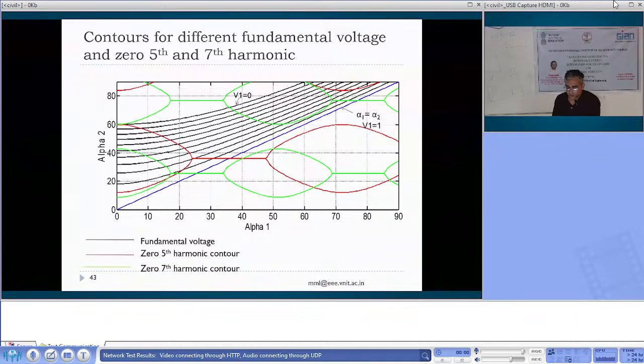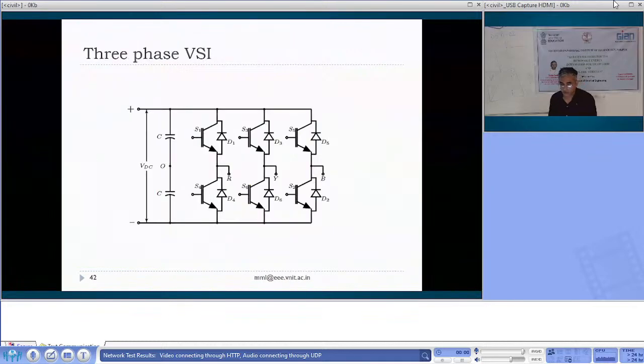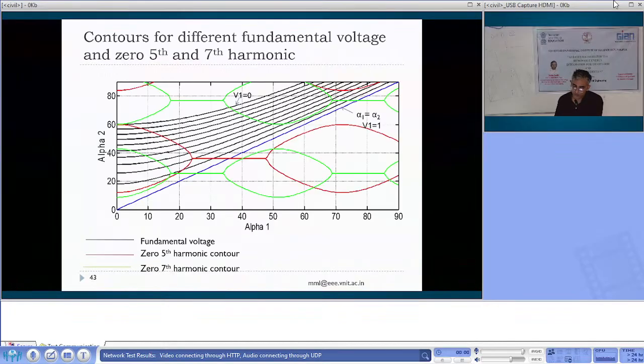If it is a 3-phase voltage source inverter, we have another advantage: you don't have the third and multiples of third harmonics, so they get cancelled out. Third, sixth, ninth, 15th are not there. All these harmonics are eliminated in the 3-phase inverter. So you have to worry about the 5th and 7th. That is the first harmonic that you have to worry about for the 3-phase.